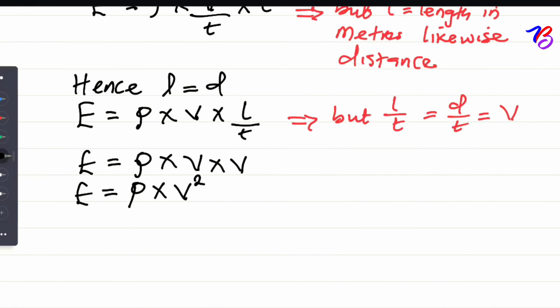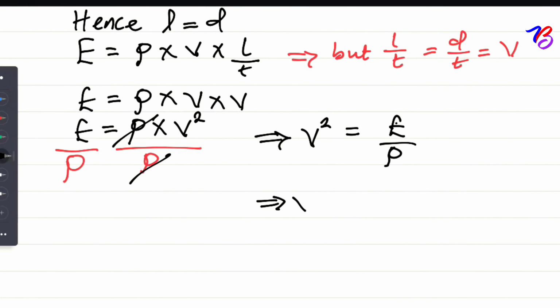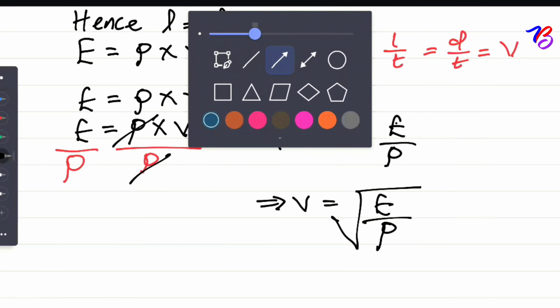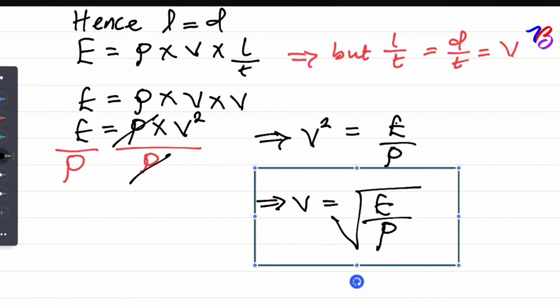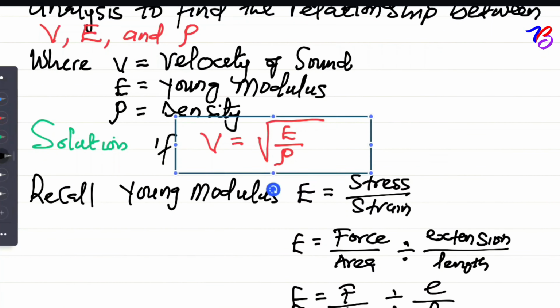Our goal is to make V the subject of the formula, so we isolate V by dividing through by density, so that density will cancel out density. Then V squared will now equal Young modulus E over density. So take the square root of both sides, so that V is equal to the square root of E over P, Young modulus over density. We have successfully shown that the formula of Young modulus can be used to derive the formula for speed of sound when it comes to solid materials.